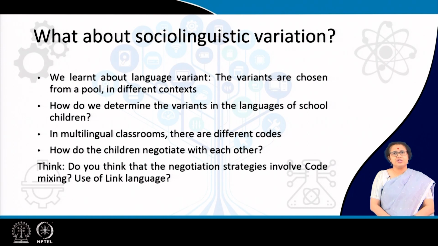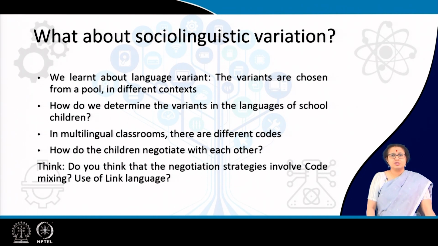Now, we will try to talk about sociolinguistic variation that we have already discussed before. We learnt about the variants, and we already learnt that the variants are chosen from a pool. There is a pool of variants, and the speakers select a particular variant based on the context. And we of course talked about different models of analyzing them.